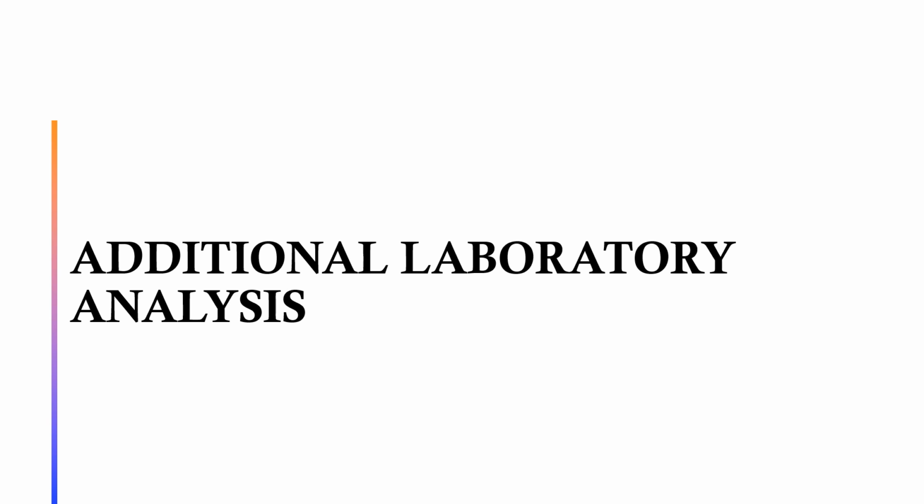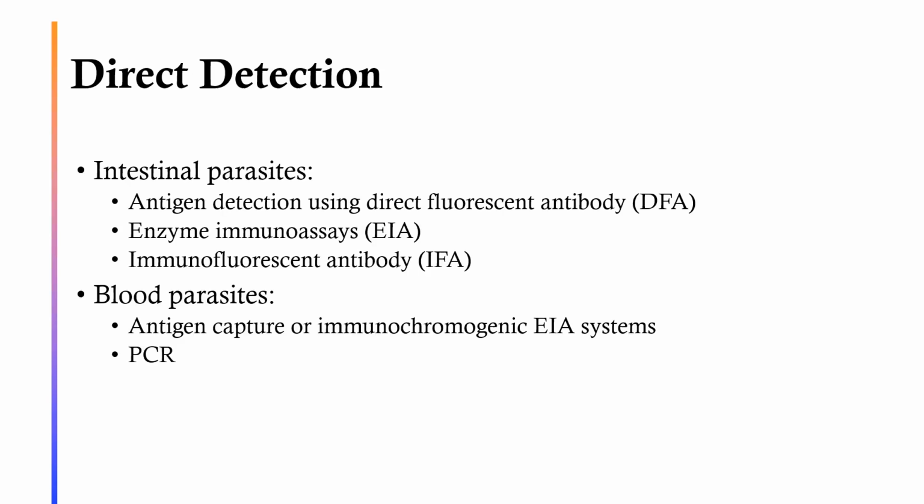So we will wrap up this lecture by talking about additional lab tests that can be utilized in parasitology. If we're looking at direct detection of these parasites, there are various tests for intestinal parasites that can include fluorescence, like your DFA. We can utilize enzyme immunoassays or immunofluorescent antibodies. With blood parasites, we can utilize antigen capture, immunochromogenic systems, or we can utilize PCR.